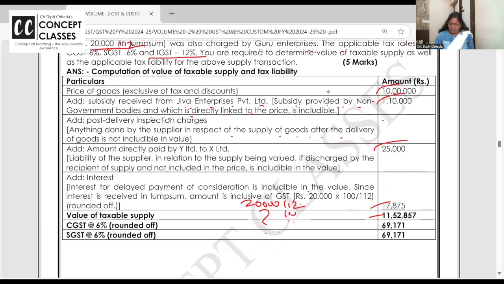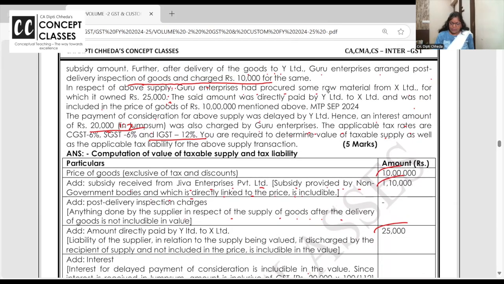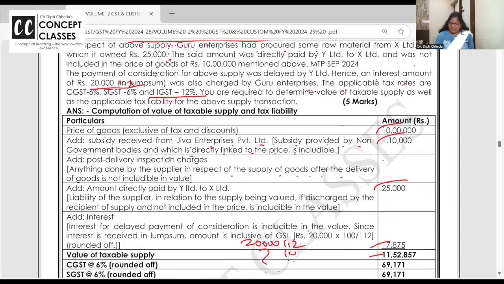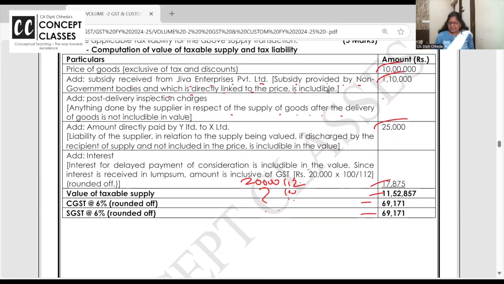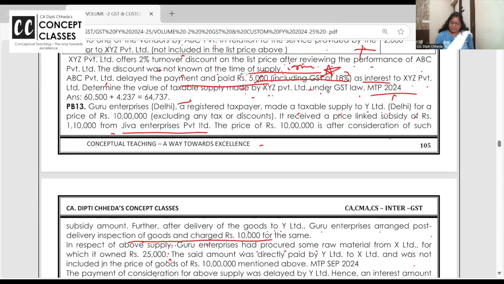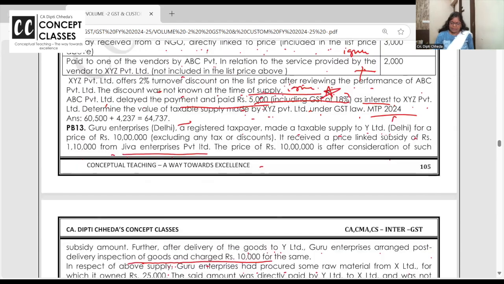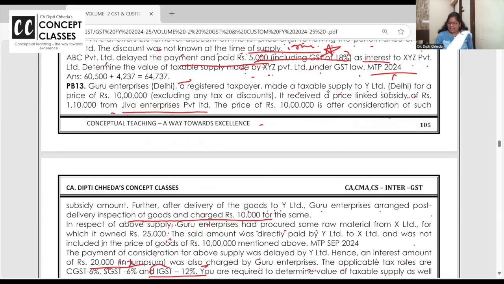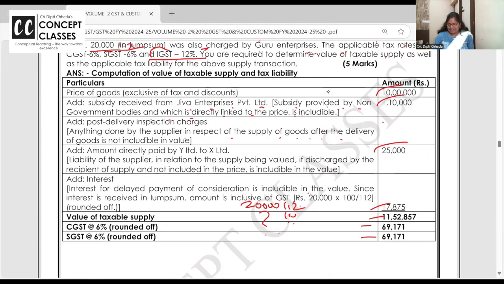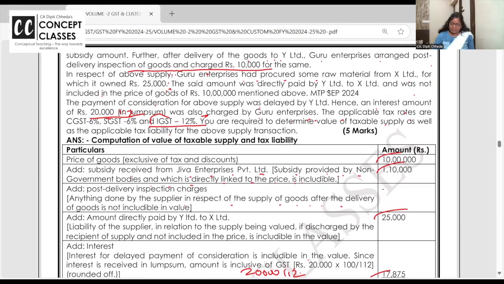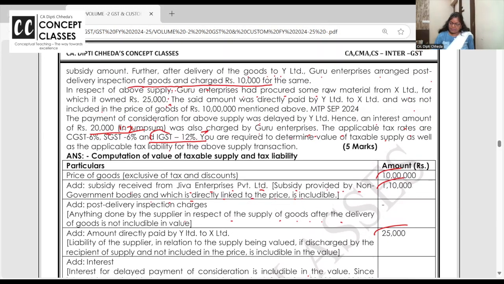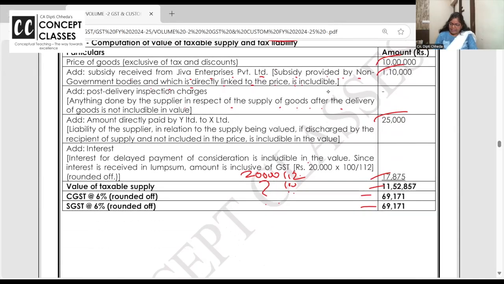Now, on this you have to charge 12% tax, 6% CGST and 6% SGST. Ma'am, why did they give you the IGST rate? They gave all the rates, but we know that this is between Delhi to Delhi. So CGST and SGST will be charged. You are required to determine the value of supply as well as the tax. So we calculated the tax directly on this 11 lakh.